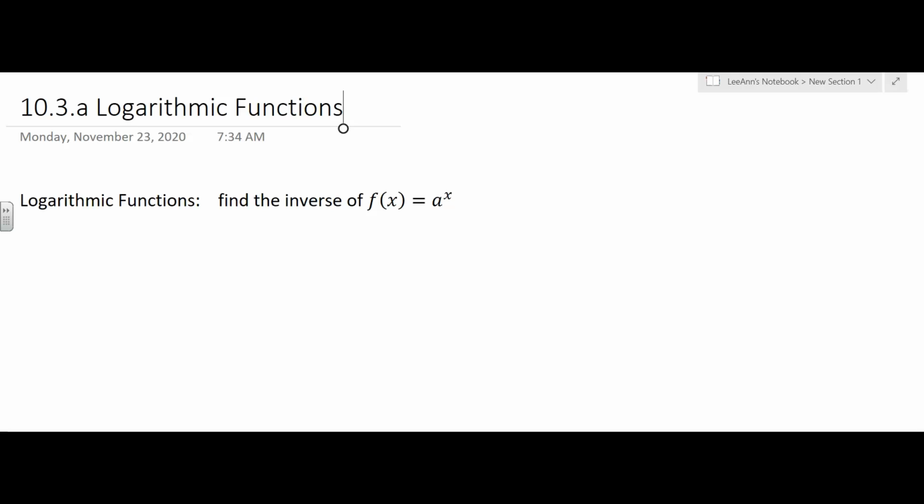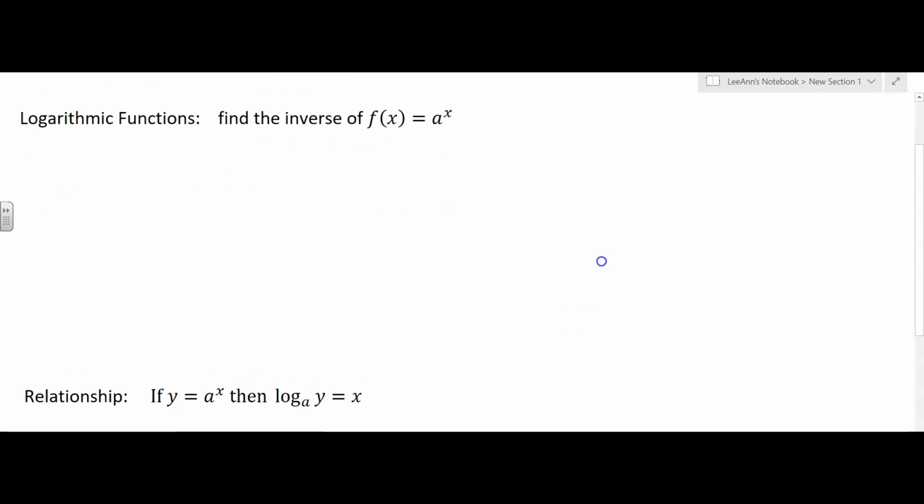In this section, we introduce logarithmic functions. And so if you haven't worked with those before, it's exciting and new, something different. And so we'll show you some information about that. All right. So say you have an exponential function.